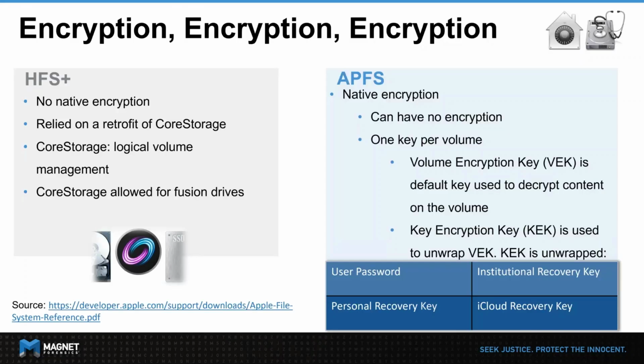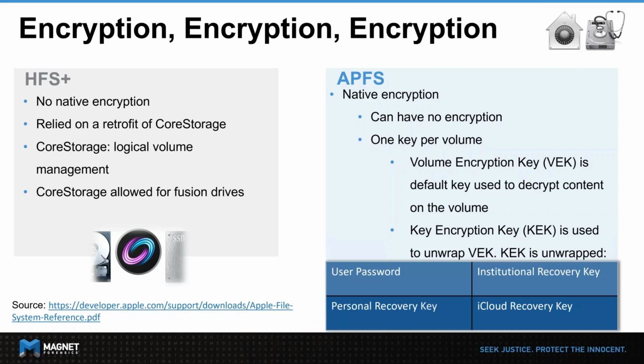Next, we have the encryption. So like I said, HFS had no native encryption. We had to rely on Core Storage, which was great because Core Storage gave us logical volume management. And a part of that, we got Fusion Drives. Fusion Drives became pretty popular for a little bit because essentially it fused an SSD and a platter drive to this one logical volume.